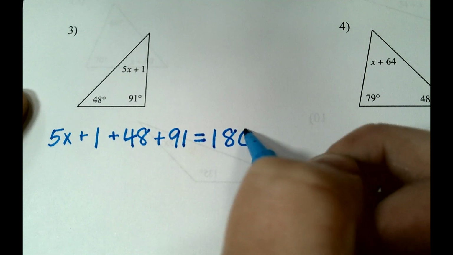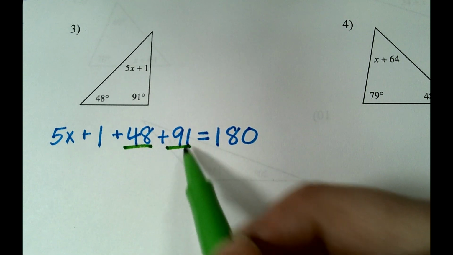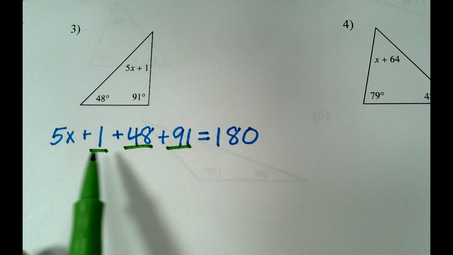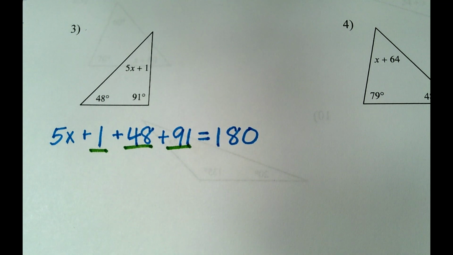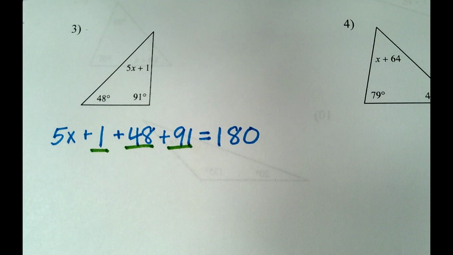And then you combine the like terms. 48 plus 91 plus the 1. Yes, plus the 1. So we're going to add all 3 of these together, and then cancel those and bring down your 5x. Okay, so let me see what number that gives us. 1 plus 48 plus 91, and that gives us 140.